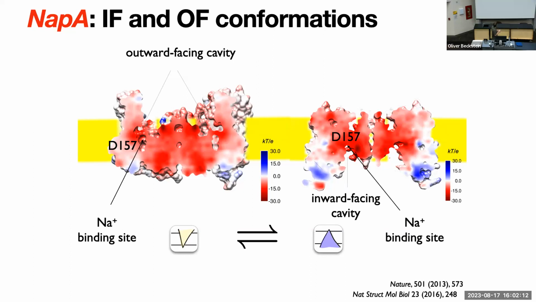In particular, you can see this bowl-shaped depression cut through the protein, where a residue called D157, aspartate 157, sits. This residue switches its accessibility from the outside to the inside. So this is the most likely key binding residue, and there's also mutational data that supports this idea.